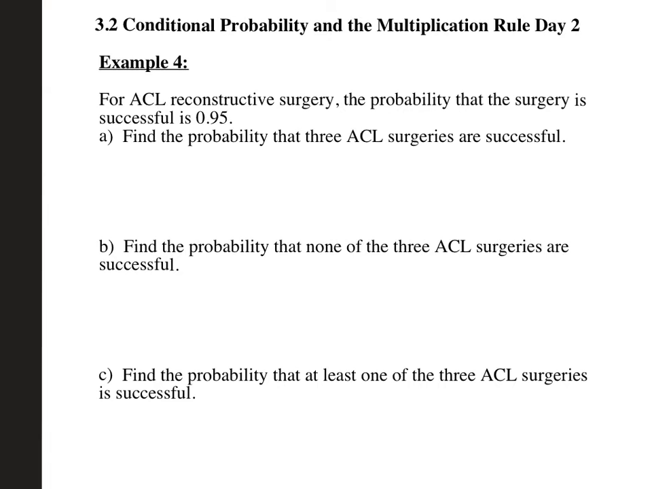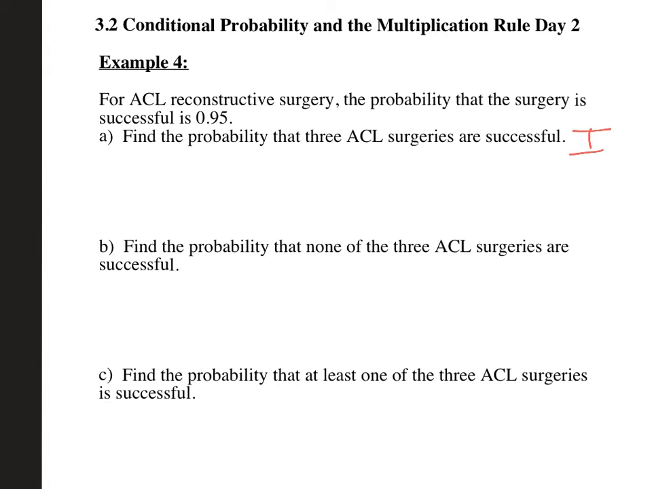So example 4, for ACL reconstructive surgery, the probability that the surgery is successful is 0.95 or 95%. Find the probability that 3 ACL surgeries are successful. They're independent of each other, right? If I have ACL surgery, then you have ACL surgery, and then another person, they're independent of each other. My success does not depend on your success, does not depend on another person's success.